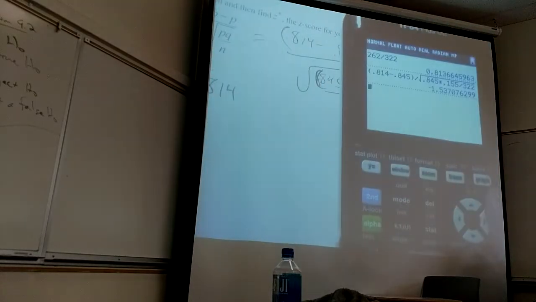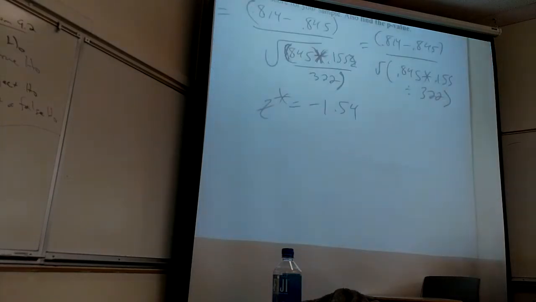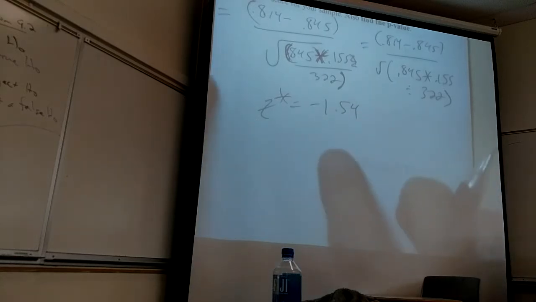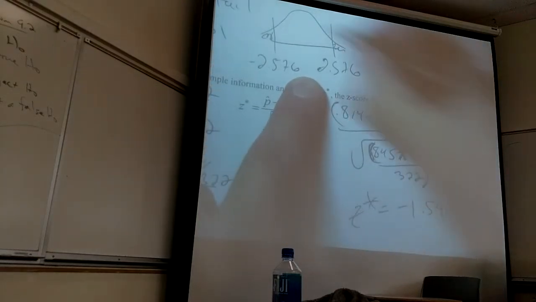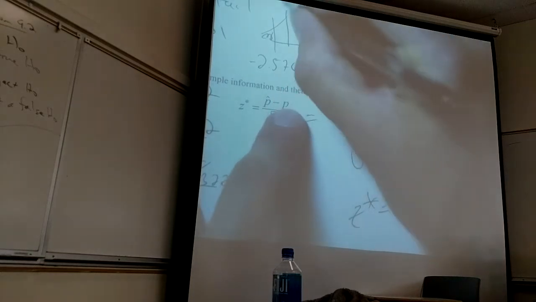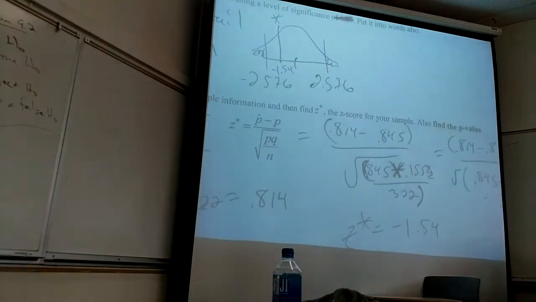So we get a z star of negative 1.54. Now we can answer the question right now, and then I want to find the p-value. Negative 1.54, that falls like around here. So what does that mean? We can support it. Did we make it? Yes. No. No. We did not make it.